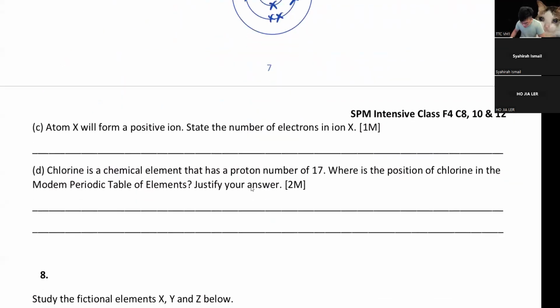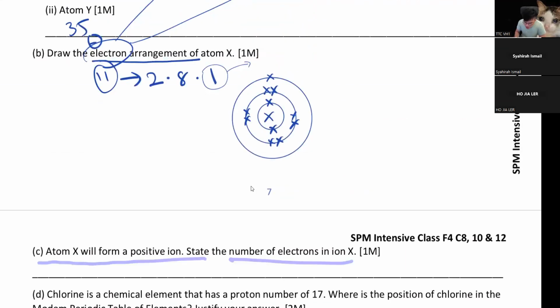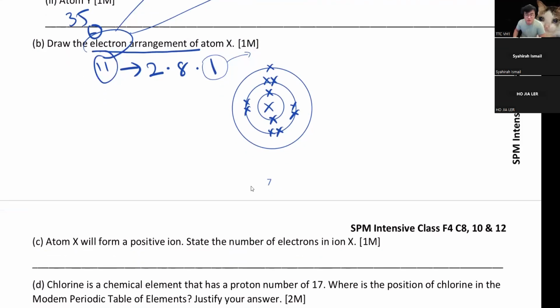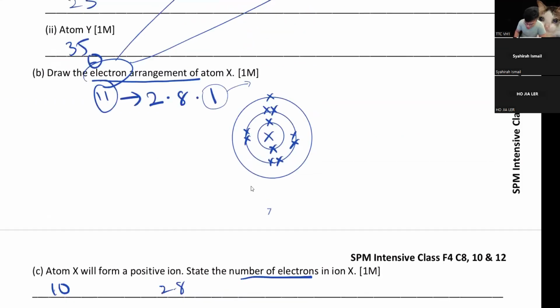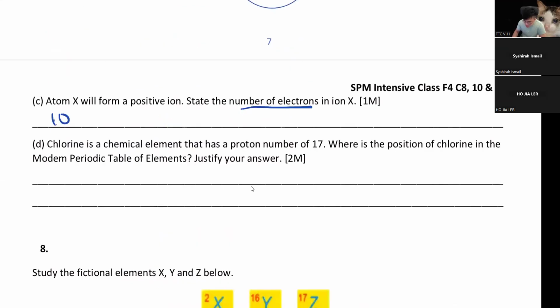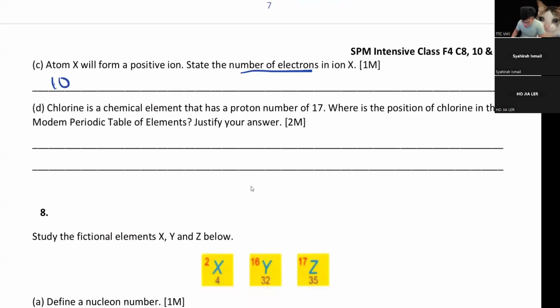Right, moving on. X will form a positive ion. State the number of electrons. Just now X has 11. When X throws 1 away, X will become 10. So I cannot write 2.8. They only want the number of electrons, not the electron arrangement. So we just put 10. Ten will do. Don't need to go overboard.